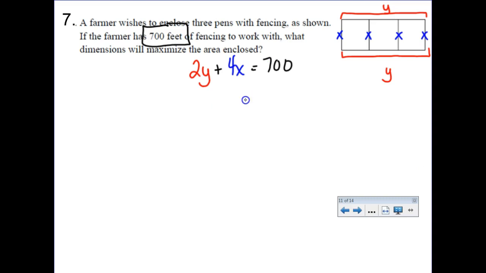We're about to set up another equation. But that equation has to do with the area. How do you find area of, this is called a rectangle, right? So how do you find area of that particular rectangle? What would you do? Length times width. So what would that be called for us? X times y.